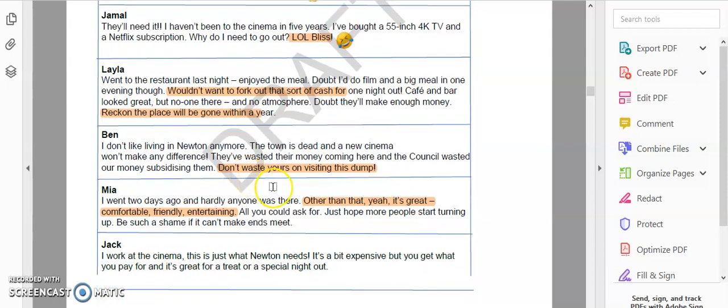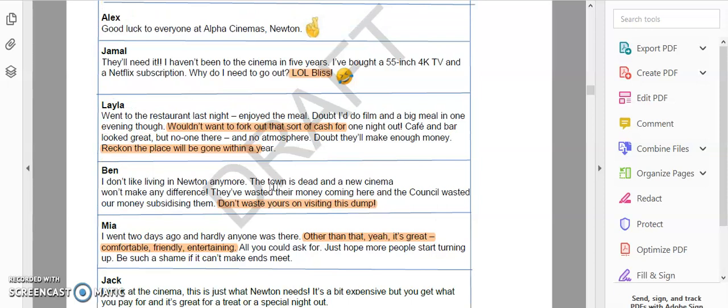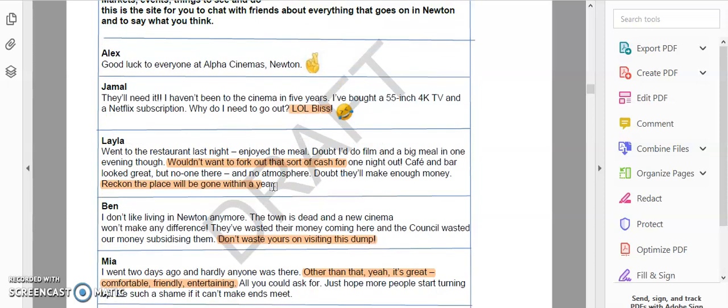We can compare, though, as well, the bit where she's worried that actually this isn't going to last very long and it might not be enough to save the cinema in document 2 with Jamal's part here, where he says, I haven't been to the cinema in 5 years. Why do I need to go out? So again, that compares quite nicely as well. So we'll move on to the second part of question 8 now.